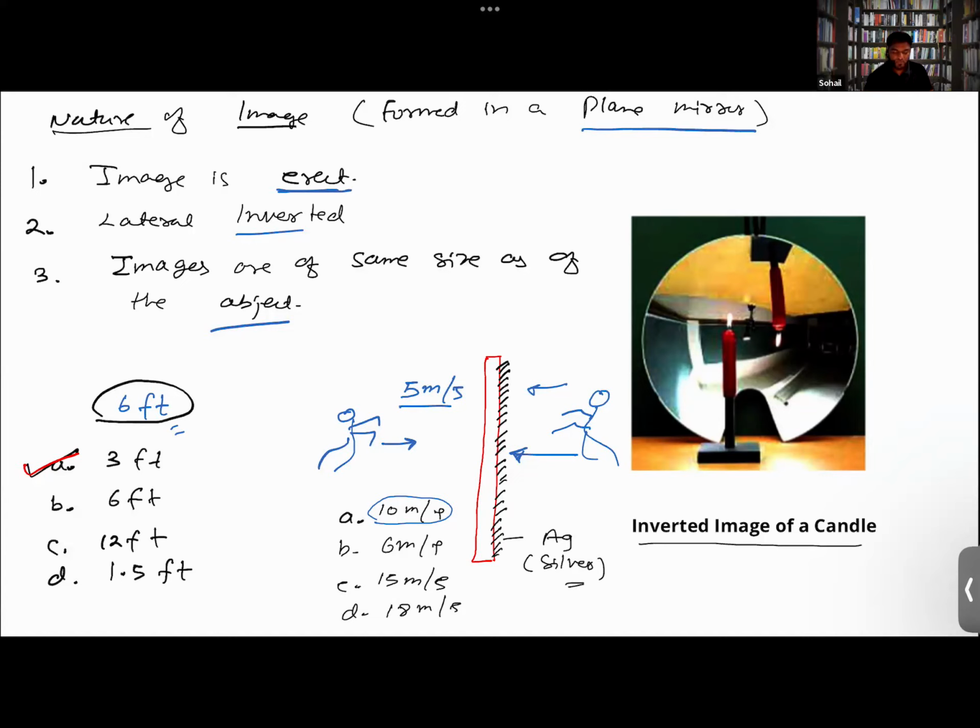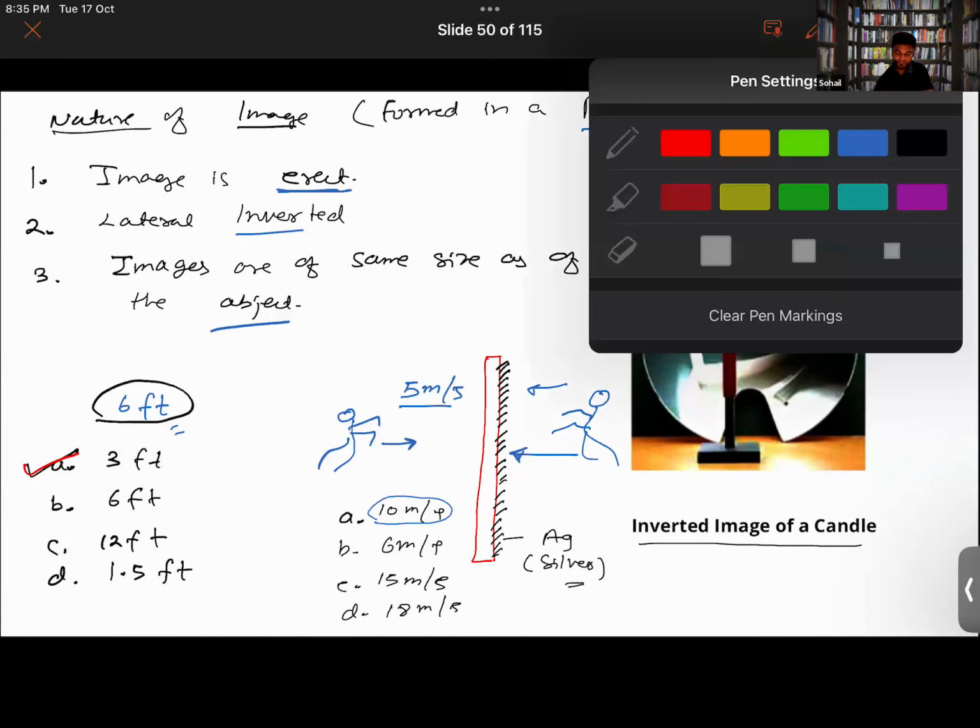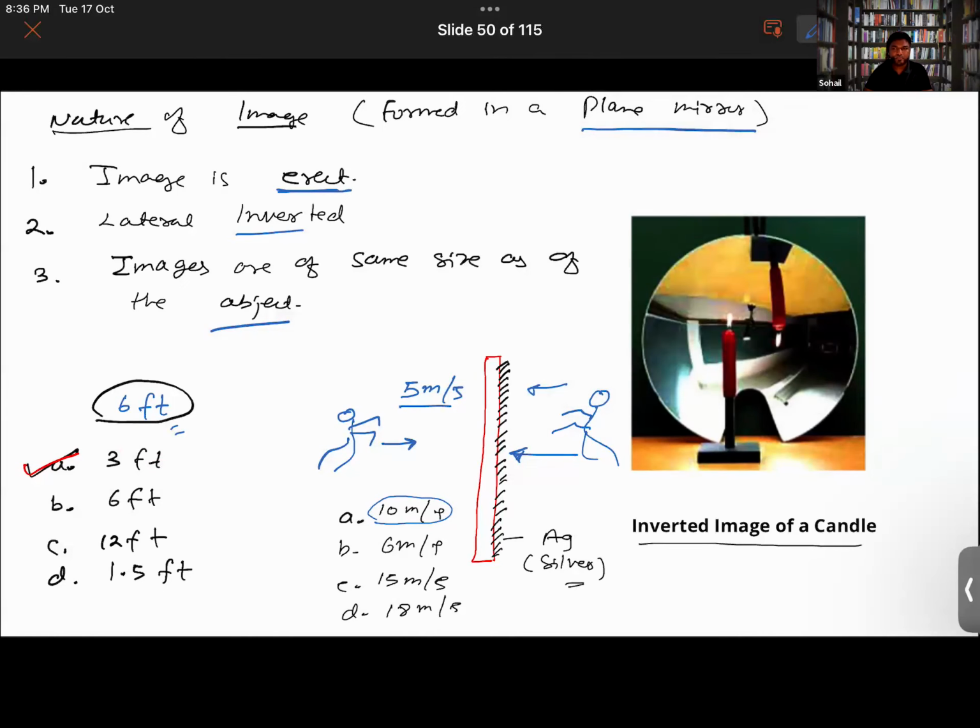Can you repeat again? Suppose someone has a height of 6 feet and wants to get a full body image in the plane mirror. Does he need a 12 feet mirror? No, just half the size of his height. At least it has to be half the size. So six feet, okay.